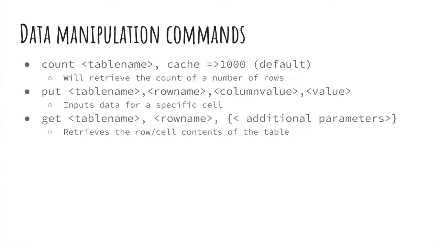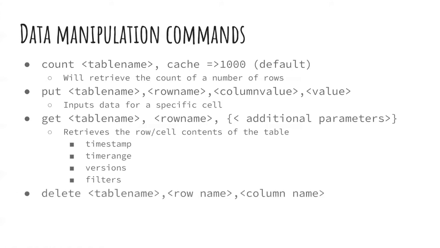All right, now get. Get is kind of like select. It retrieves the row or cell contents of the table. You would give your table name, then your row name, and then any additional parameters that you want to add to that get command. These parameters include timestamp, time range, versions, and filters. And there are many more too, but these are just a few that you are able to use for the get command.